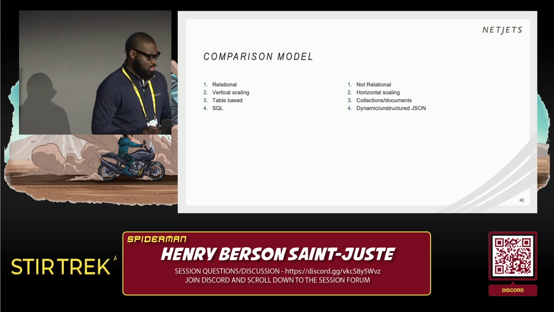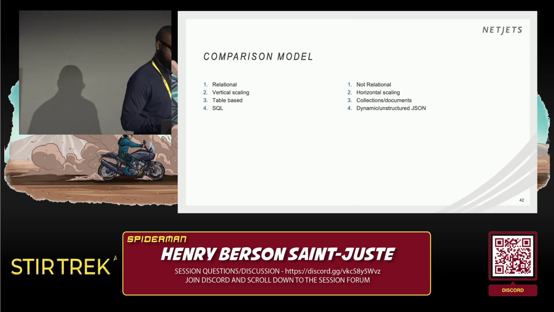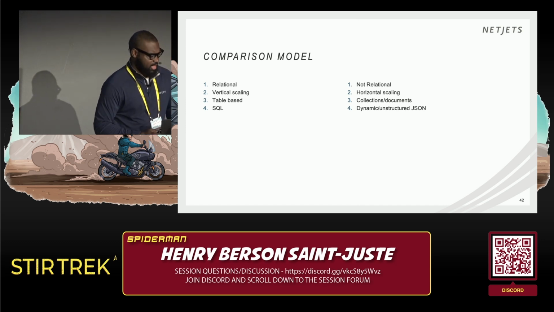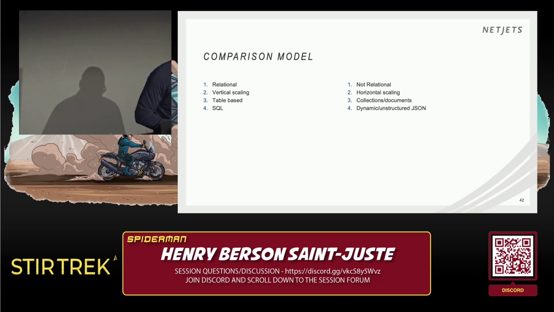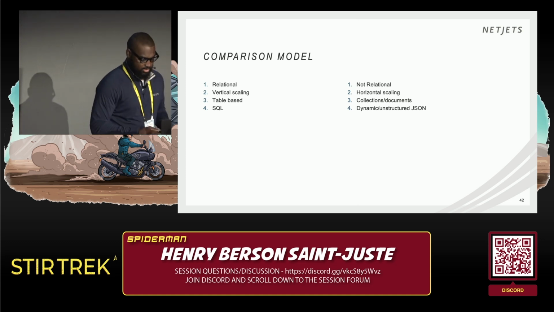With NoSQL, usually it's non-relational. You have collections and you have documents, and then also you have horizontal scaling. So you can add different databases horizontally. And then it's dynamic in nature. You have unstructured JSON in your NoSQL database.